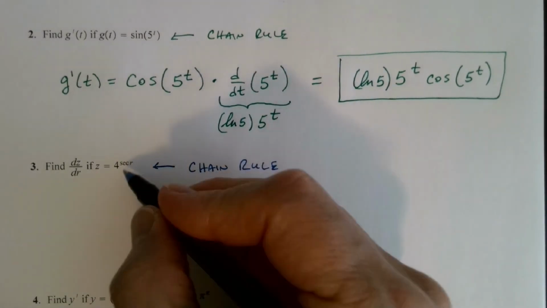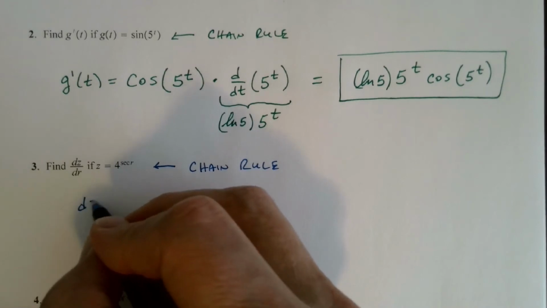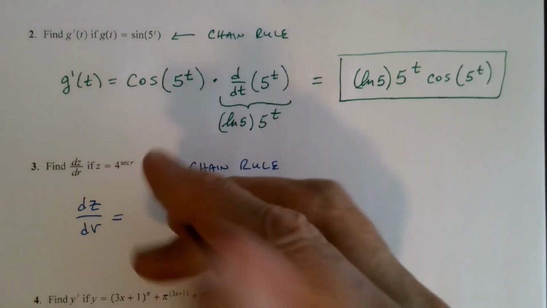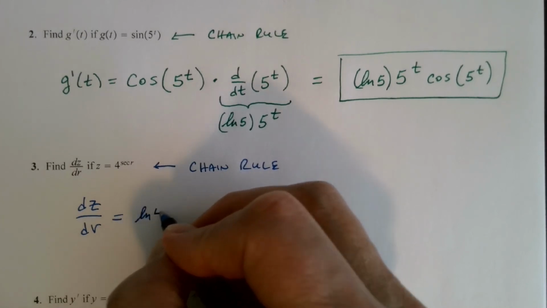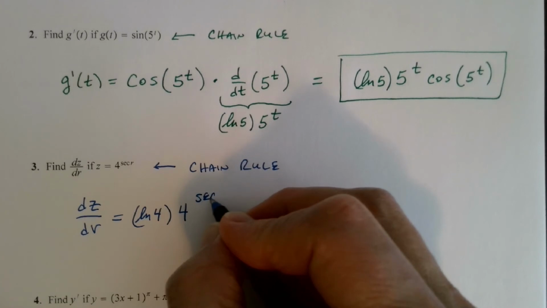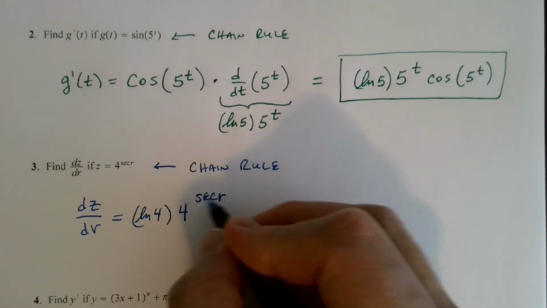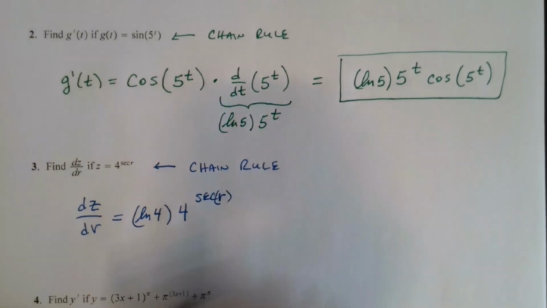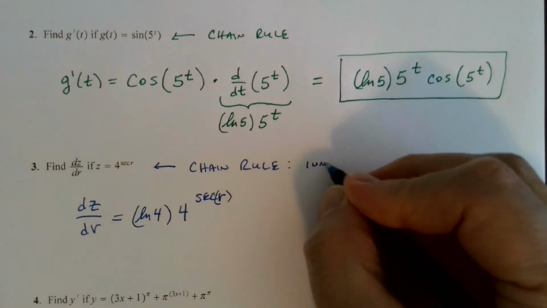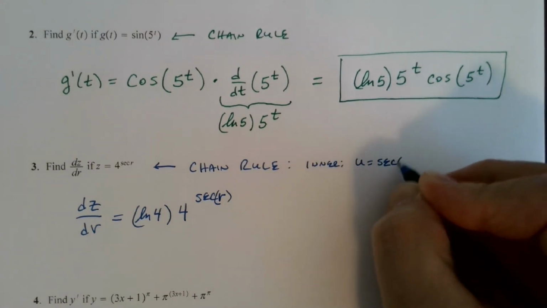And the outer function is 4 to the u, right? How do I take the derivative of the outer function? What is the derivative of 4 to the u? Well, that's our new rule. It's the natural log of the base, 4, times 4 to the u, where u is secant r. Okay. So again, this was chain rule with the inner function u equal secant r.